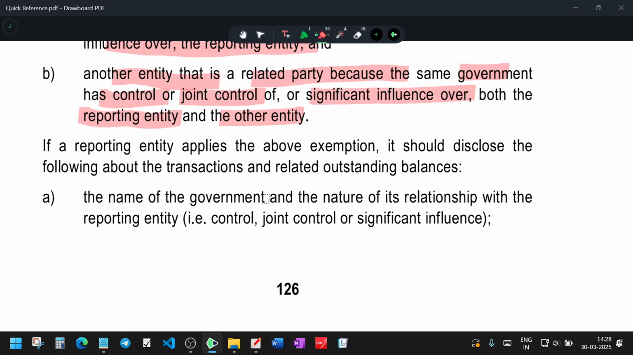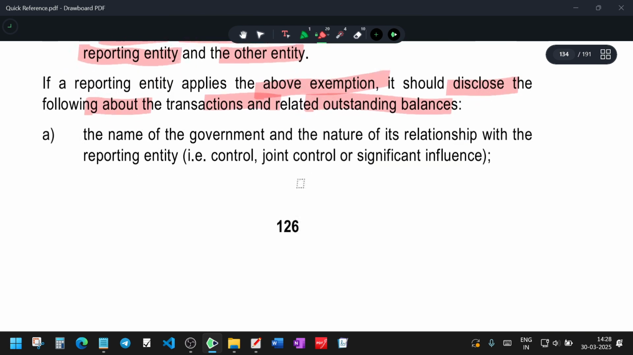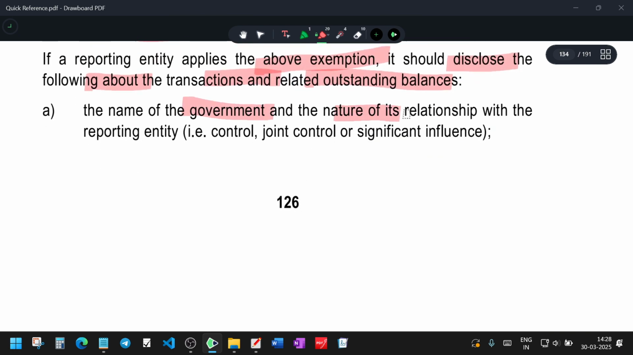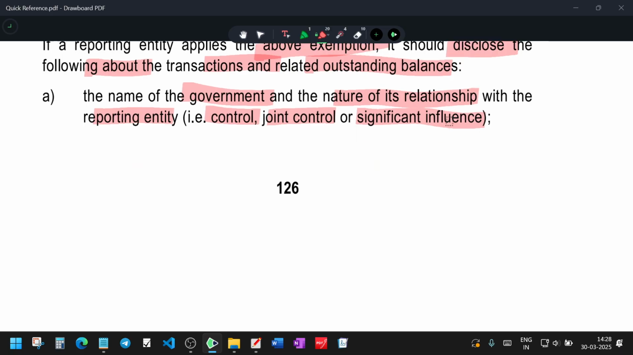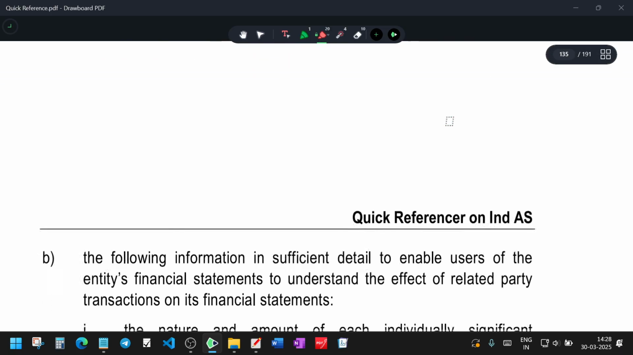They have been given this exemption. If the reporting entity applies the above exemption, it should disclose the name of the government and the nature of its relationship with the reporting entity: control, joint control, or significant influence. They don't need to mention the transaction, but they should mention the name of the government they have a relationship with and which entity they are controlling.